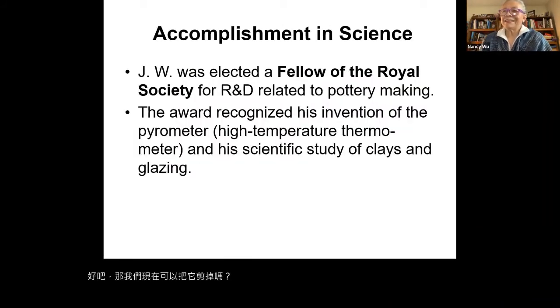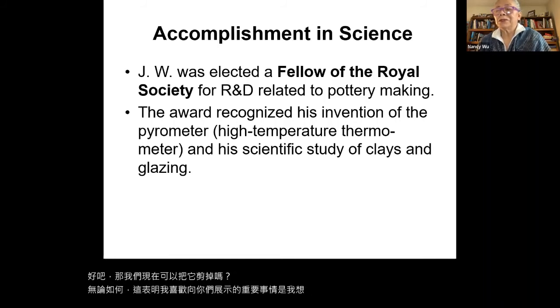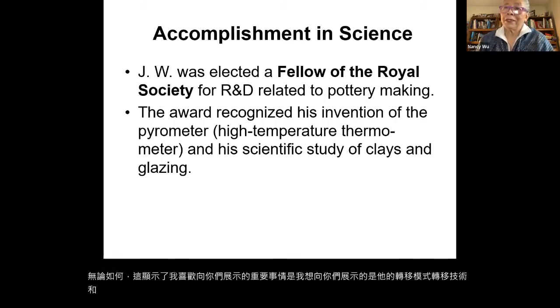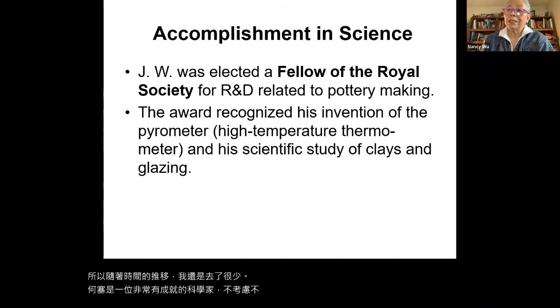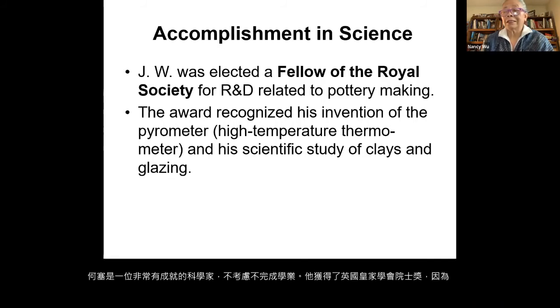Anyway, the important thing I want to show you is his pattern transfer technique and the making of jasperware. So it went a little over time. Anyway, Josiah is a very accomplished scientist, not finishing school. He received the Fellow of the Royal Society Award because of his research in glazing chemistry.